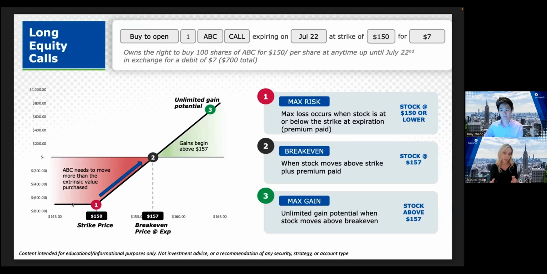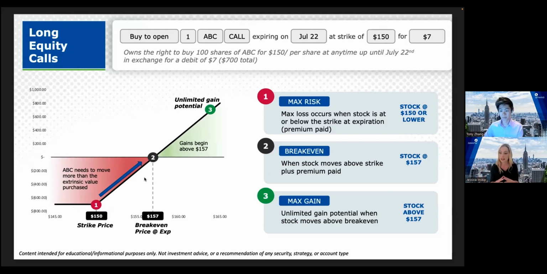So the max risk with these is simply what you spent, because you own the right to buy. Therefore, it's up to you if you're the driver. You can decide to execute upon those terms or not, completely your decision. And then you break even at expiration when the underlying moves the amount that you purchased the option for, and then you start gaining if it's above that.